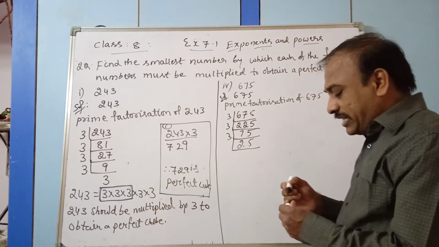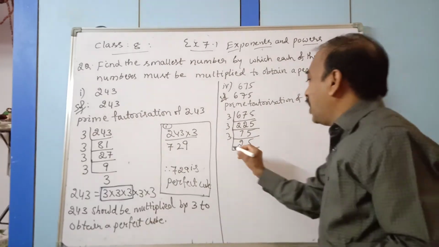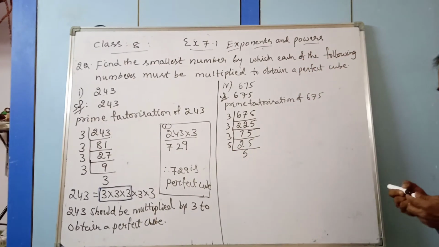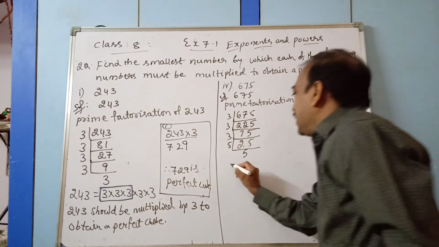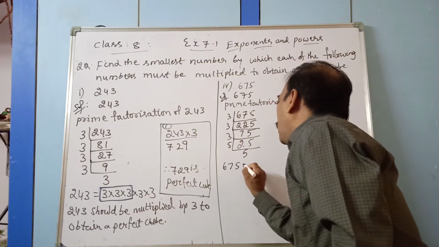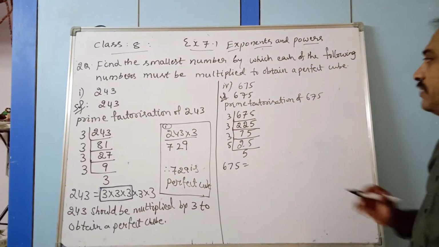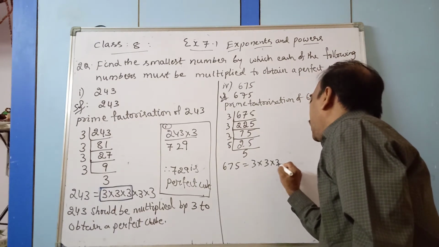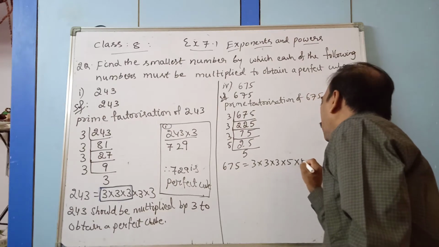Next you see, is it divisible by 3? No. So now with 5 table, it is divisible, 5 5s are 25. Now you see all are prime numbers only. So 675 is equal to 3 into 3 into 3 into 5 into 5.